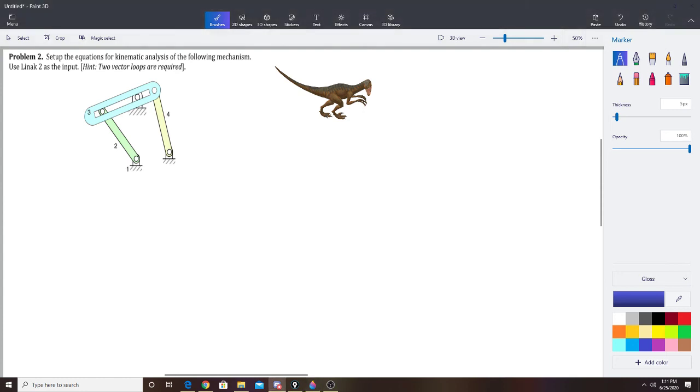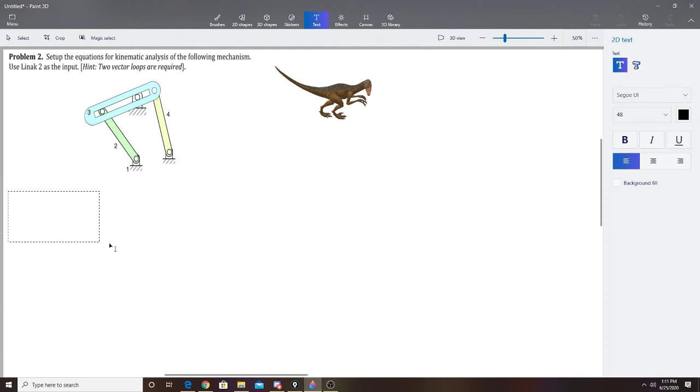So the first step, right? The first step to this question, which I'm going to put in a text box. I actually have a text tool on this one, so we're moving up in the world. So step 1 was to create the vector loop, maybe vector loops for your question. But in this question, as you can see, there's a hint that says 2 vector loops are required. So create the vector loops for the mechanism. Right? So, step 1, we're going to create the vector loops.